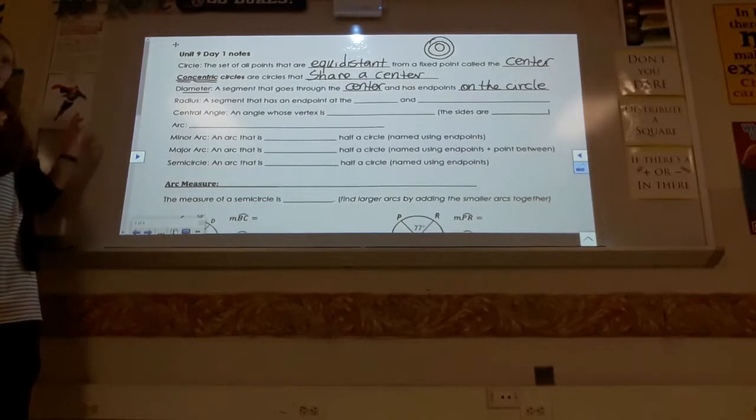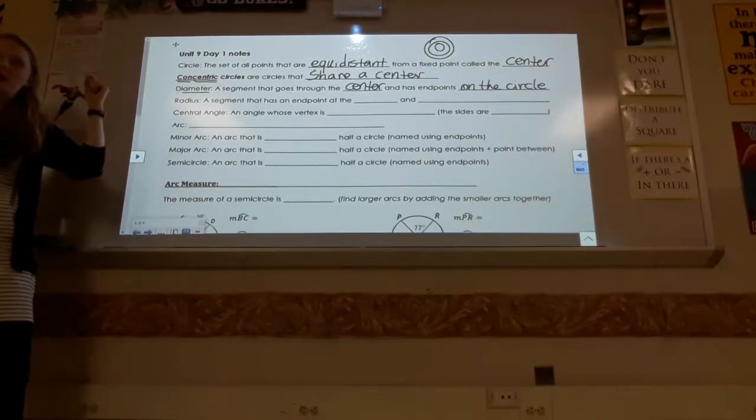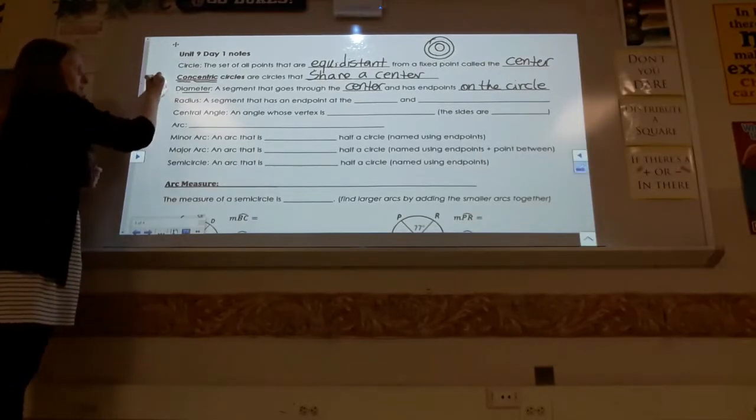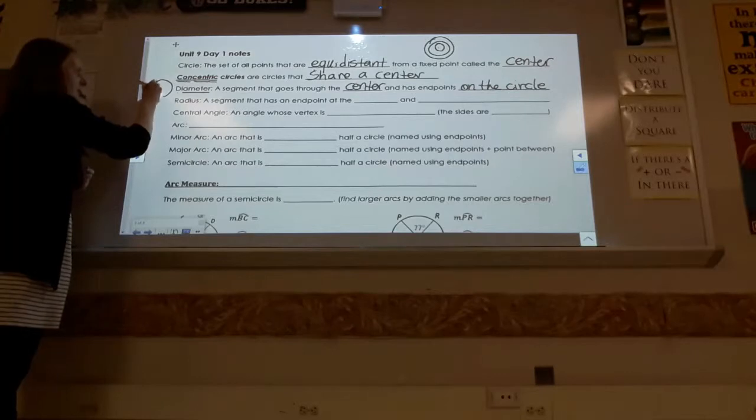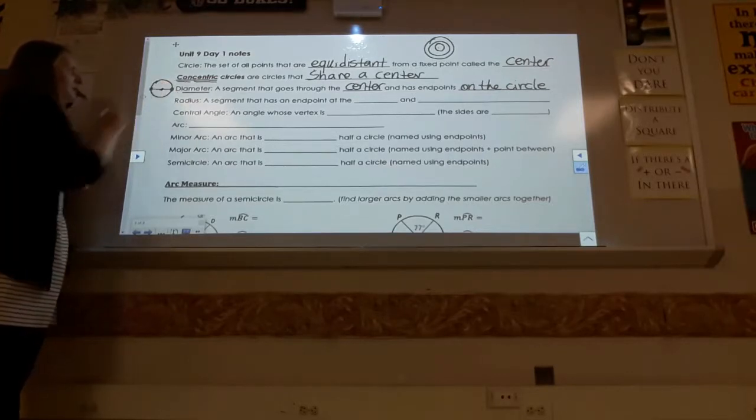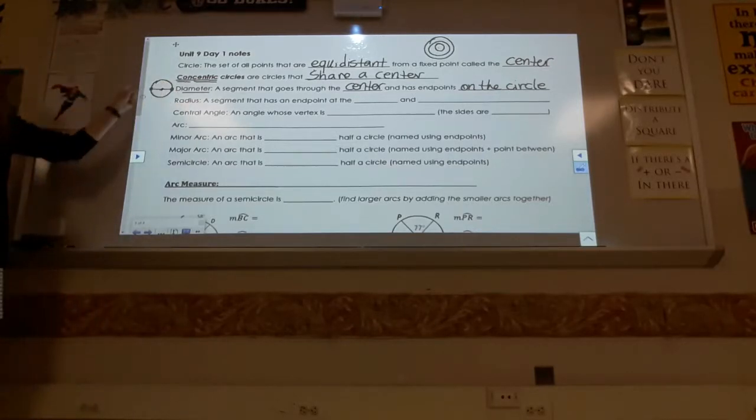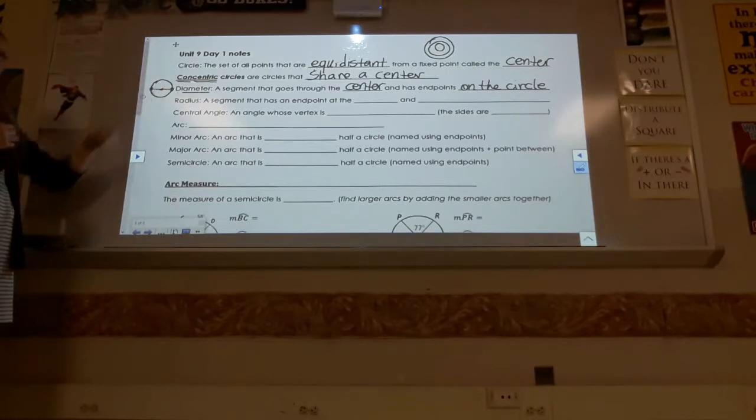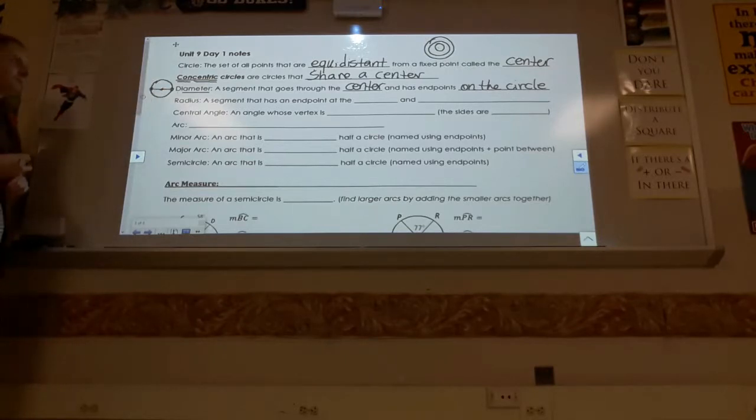It is a segment, which means it has a start and a stop, that goes through the center, and its start and stop points are on the circle when you draw it. So if you want to draw a little picture here, you can, like that. You just choose a diameter. It goes through the center, and then it starts and stops on opposite sides of the circle.